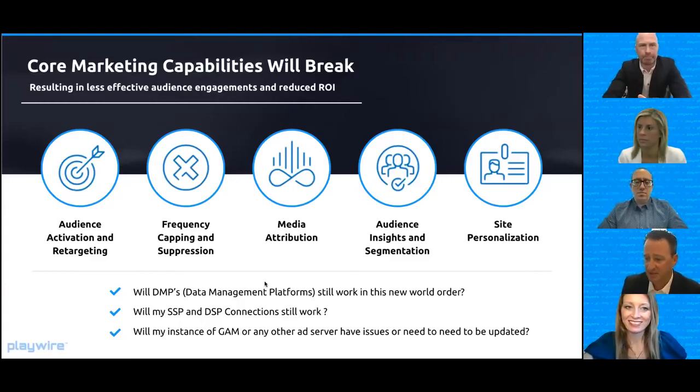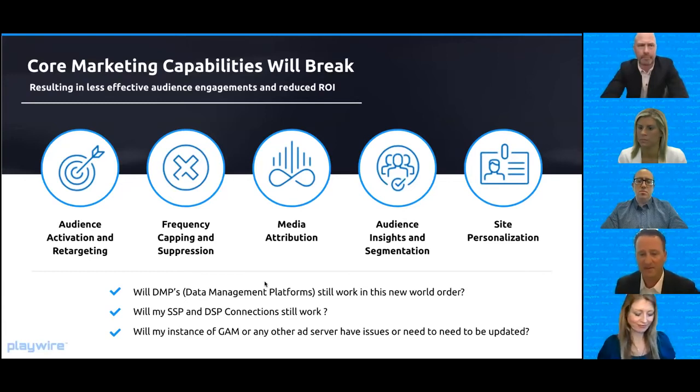Interesting. So a lot of us have spent years building up relationships and contracts with all the SSPs, DSPs. Will that be affected moving forward? Are there things that we need to do to plan, or any technology that we need to implement?